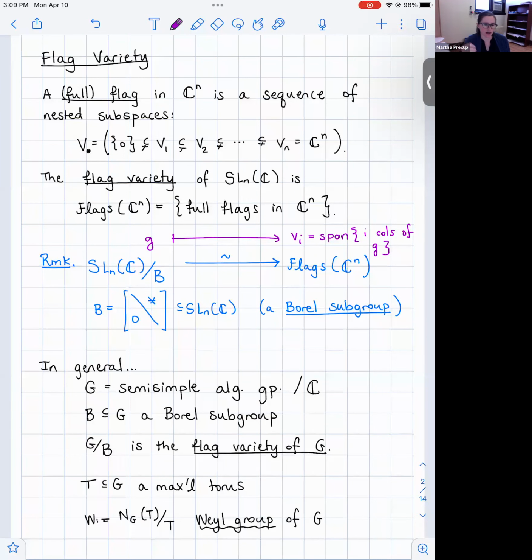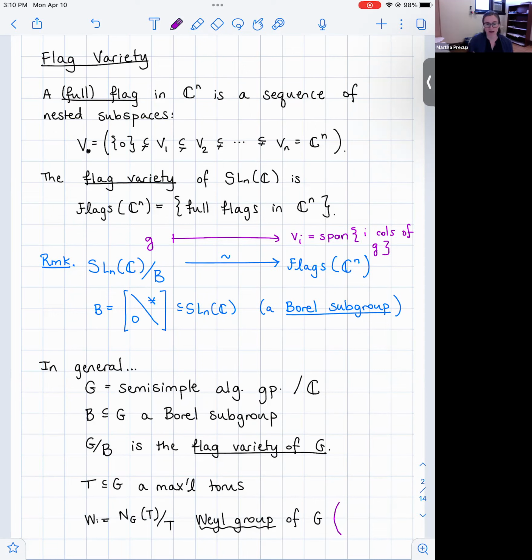But in general for today, this type A story is a concrete way for us to think about flags, but I'm going to let G be an arbitrary semisimple algebraic group over C, a complex algebraic group. B is just going to be some fixed Borel subgroup. G mod B is going to be my flag variety. I'm going to take T in G to be a maximal torus, and then W is the Weyl group of my G. And I think maybe W is the only thing on this slide that's not discussed in the type A case.